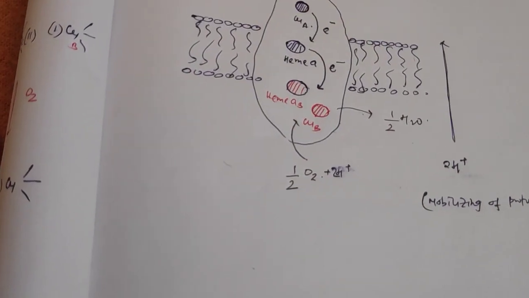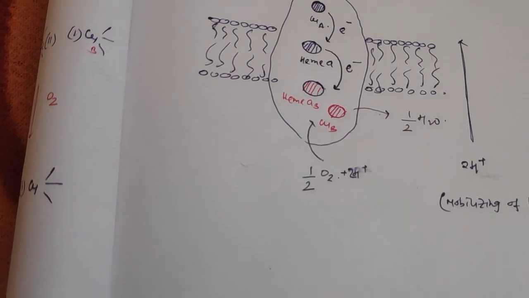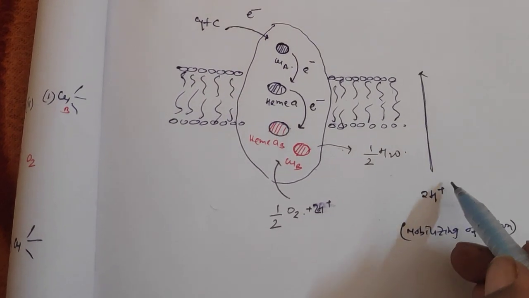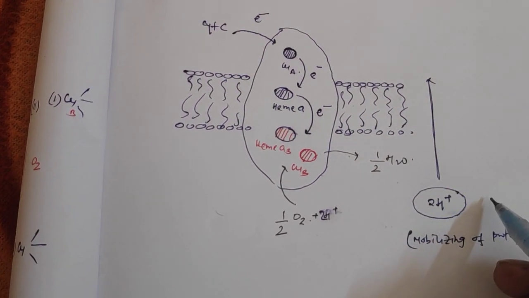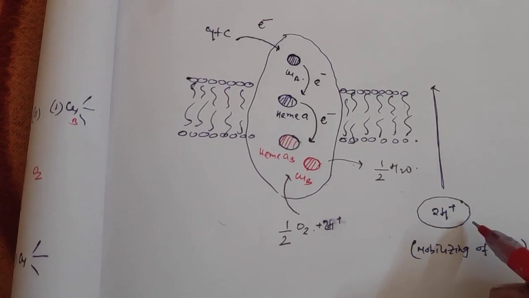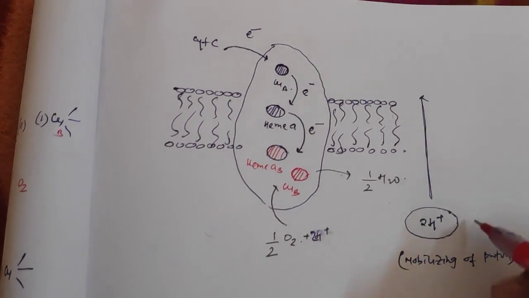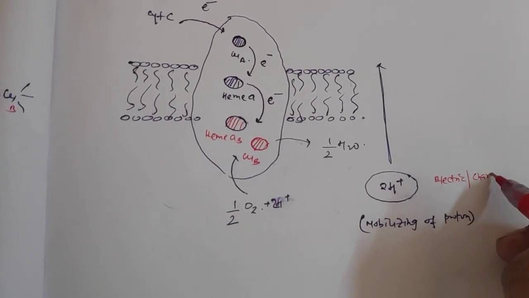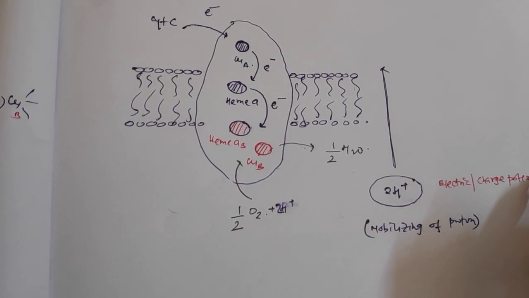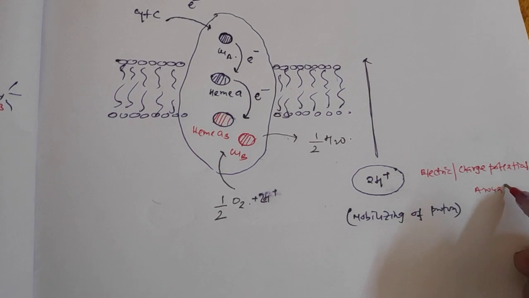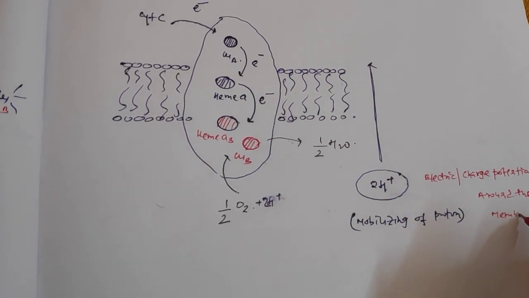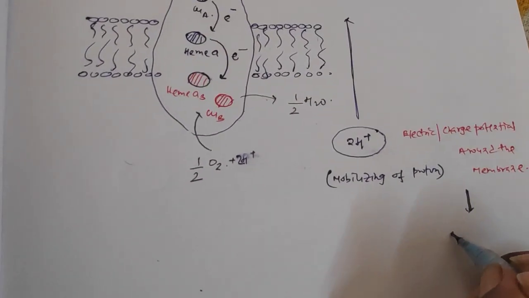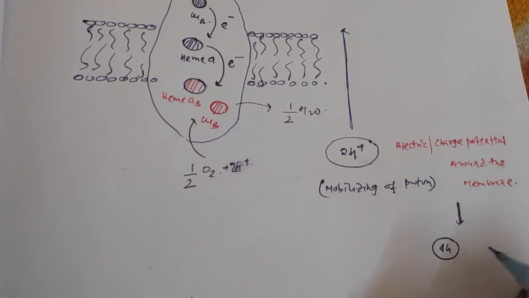So what does that signify? So what is happening due to the mobilizing of proton through the membrane, the transmembrane part? So the proton is mobilizing without any counter ion like Cl minus or anything. The anion is not present there. So the mobilization of proton will create an electric or charge potential around the membrane, and due to that charge potential there will be a difference in free energy, right?